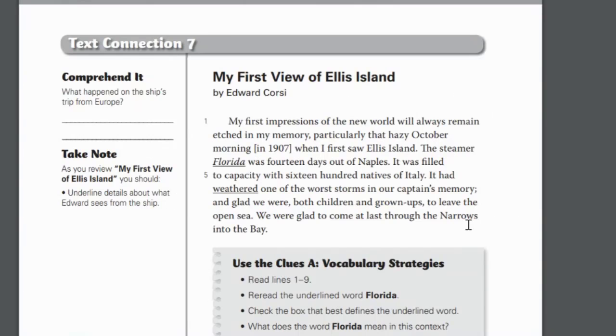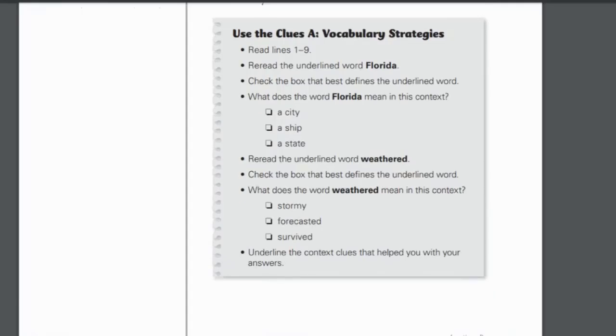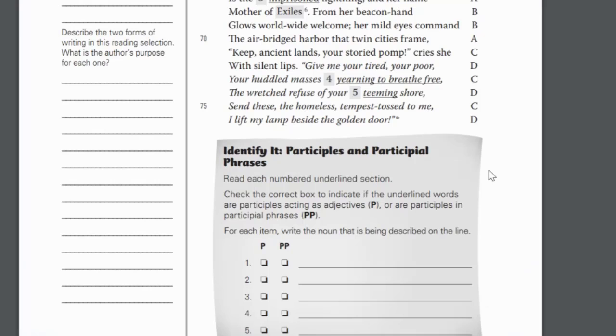Let's go back to our text connections, and we're going to look at participial phrases on page C58. We are going to read each numbered underlined section. Check the correct box to indicate if the underlined words are participles acting as adjectives, and we'll write P, or participles in participial phrases. For each item, write the noun that is being described on the line.